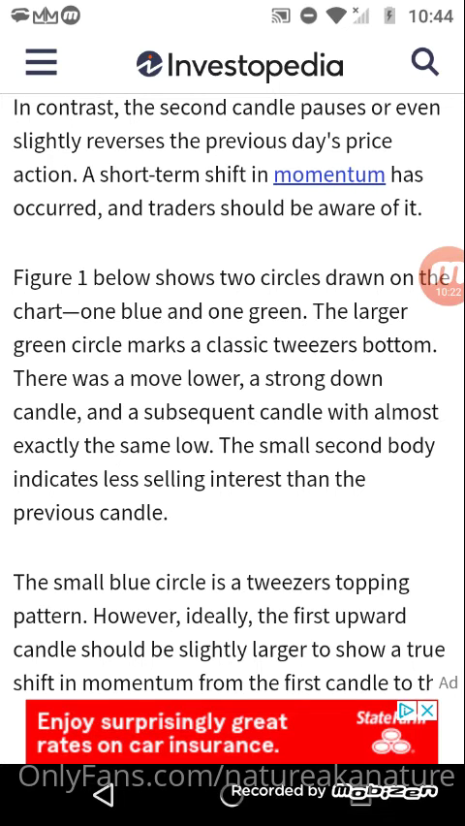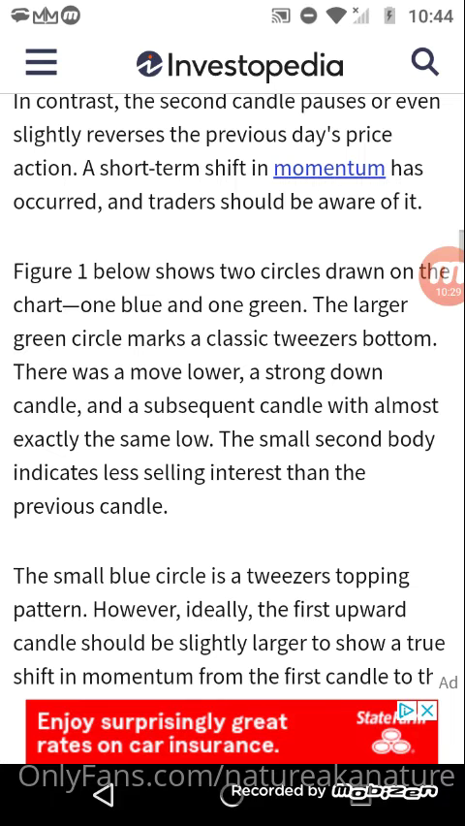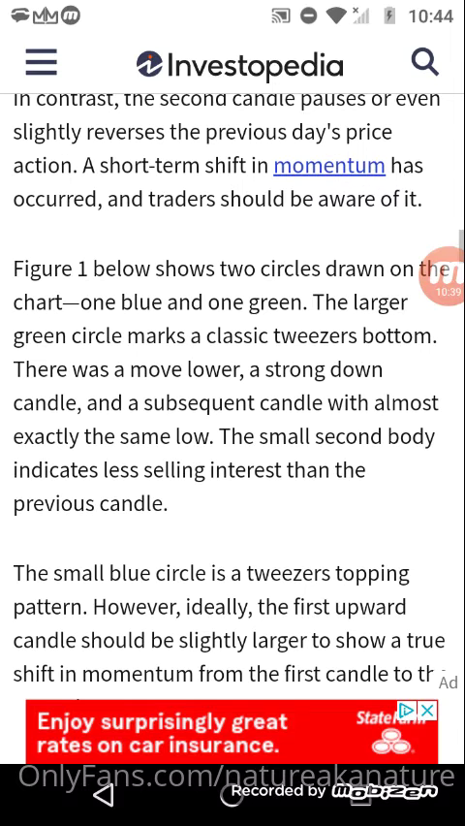It is a tweezer topping pattern. However, ideally the first upward candle, right here as you see in the picture, should be slightly larger to show a true shift in momentum from the first candle to the second candle.